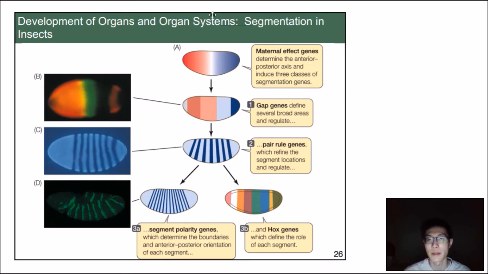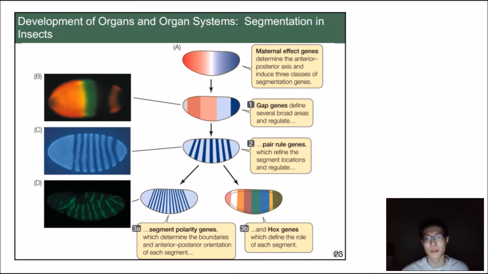But it might be good to potentially look at something like this slide to get the basic gist of it. So you have maternal effect genes that determine the anterior-posterior axis and induce the 3 classes of segmentation genes. We then have your gap genes, which define general broad areas. And they regulate these pair rule genes, which refine the segment locations and ultimately regulate the processes a little bit. And then we have segment polarity genes, which determine the boundaries and anterior-posterior orientation of each particular segment. And then finally, we have Hox genes, which define the role of each segment.